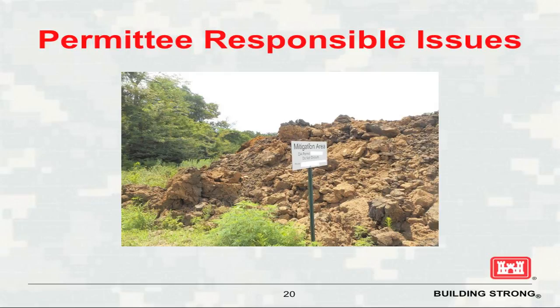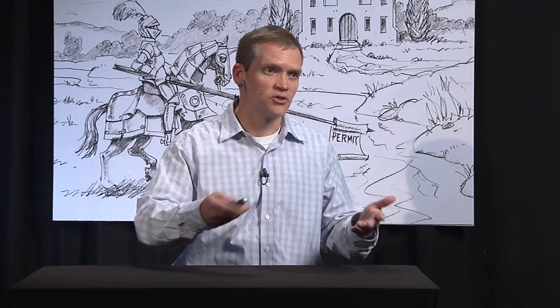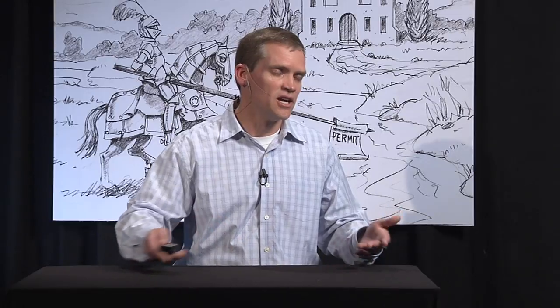So, permittee responsible issues. There used to not be much interest in mitigation banking, so there weren't a lot of alternatives for the developer to use to offset his impacts. So we'd have these permittee responsible sites. A lot of times they were in the development itself. It was the land that they avoided during the permitting process or land they couldn't build on for one reason or another, and it ends up being surrounded by development. So you end up with a postage stamp type mitigation area, and they're not as beneficial.